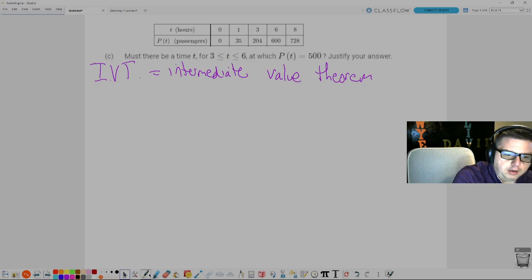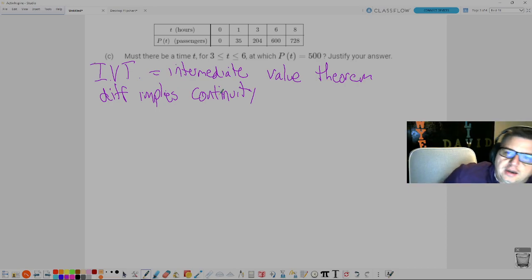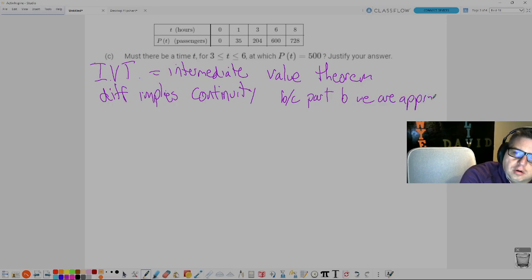And you're like, well, why do I care if it's differentiable? Well, differentiability implies continuity. And I would say because part B says that we are approximating the derivative, therefore P of t is differentiable.